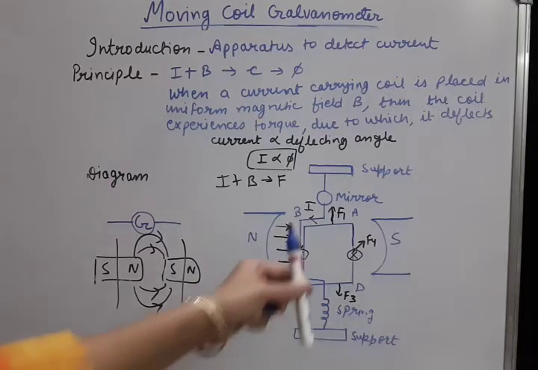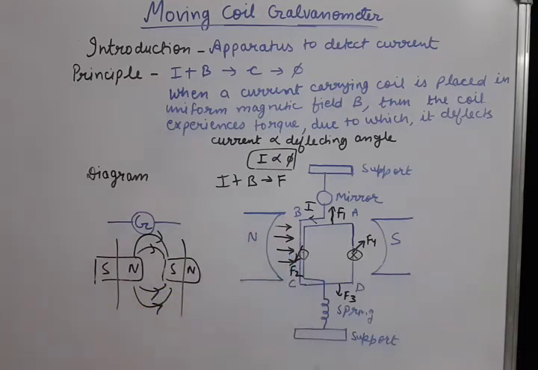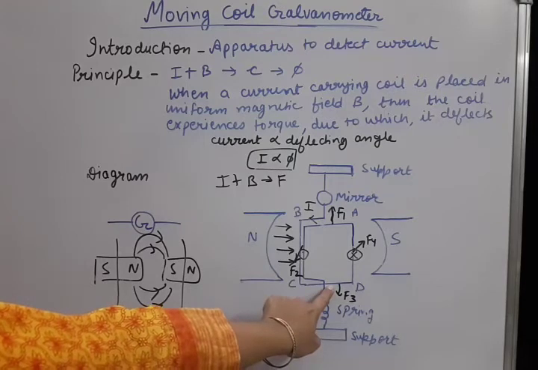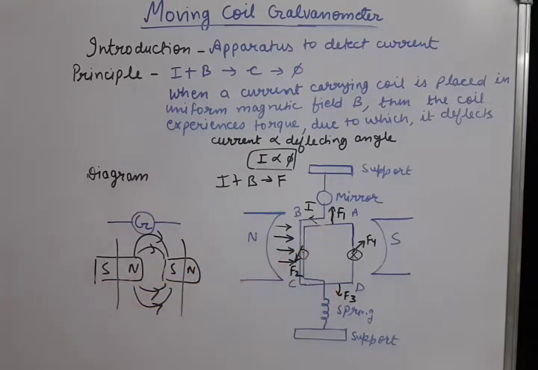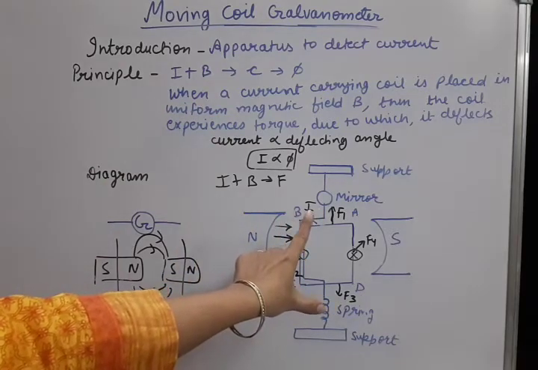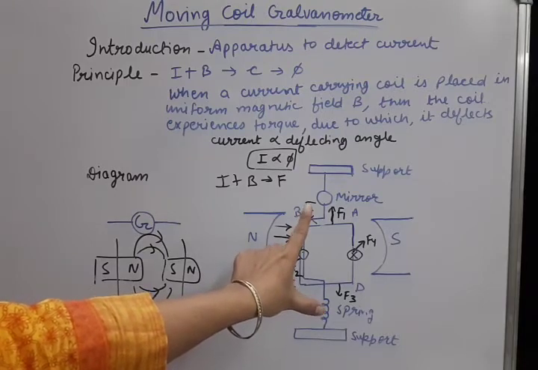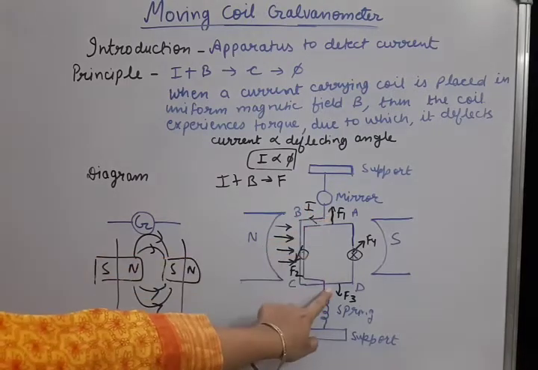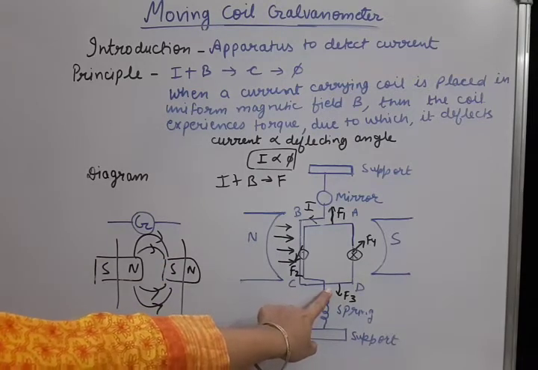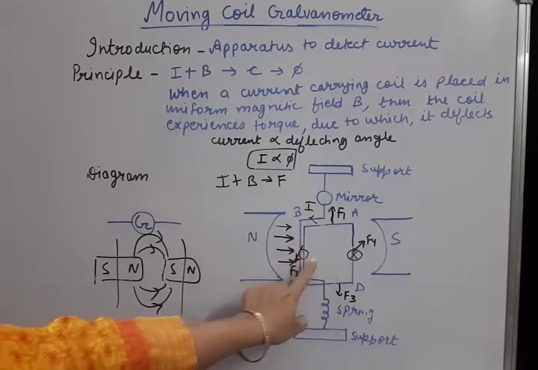So overall the situation is, F1 and F3 are equal and opposite. Now the magnitudes we are not solving in the moving coil galvanometer. These magnitudes we have already solved in the torque heading. So here also only a little discussion is required, detail is not required. So you can say that F1 and F3 forces are equal and opposite, and they are along the same line. So they cancel. And what about F2 and F4?